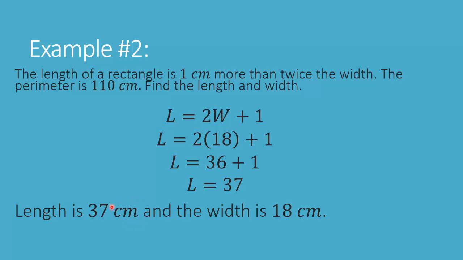Now make sure with the answer, we can't just say the length is 37. That doesn't tell us anything. 37 what? Is it 37 meters, 37 kilometers, 37 miles? You always have to make sure with word problems that you use the right measure that describes the actual numbers. In this case, centimeters. Since everything here was talked about in centimeters, we need to make sure our answers are in centimeters as well.